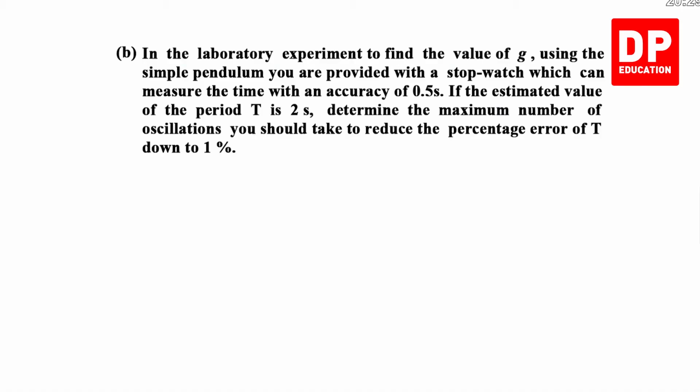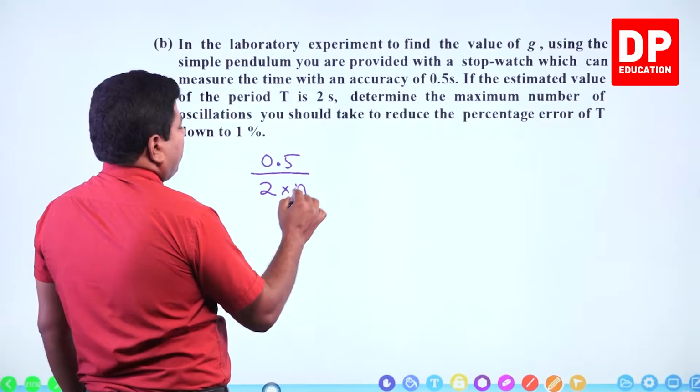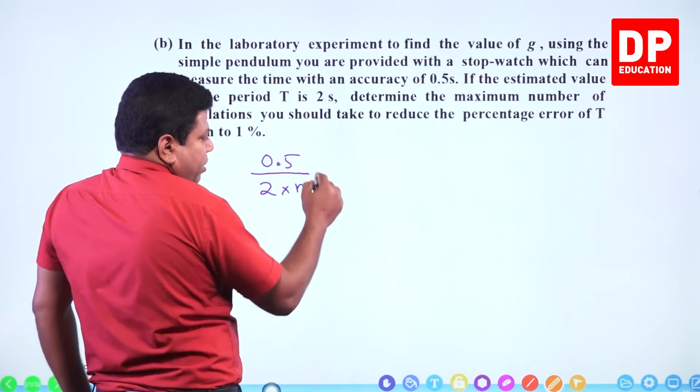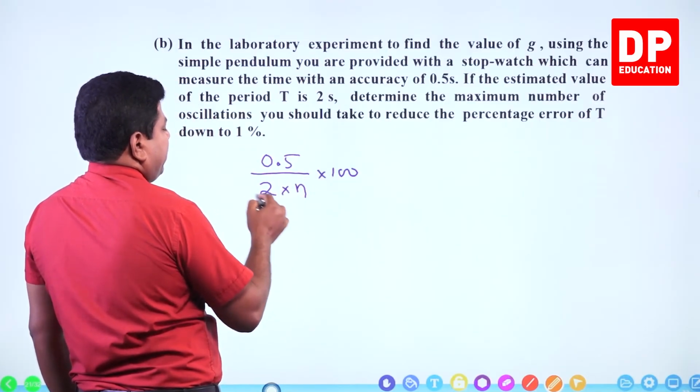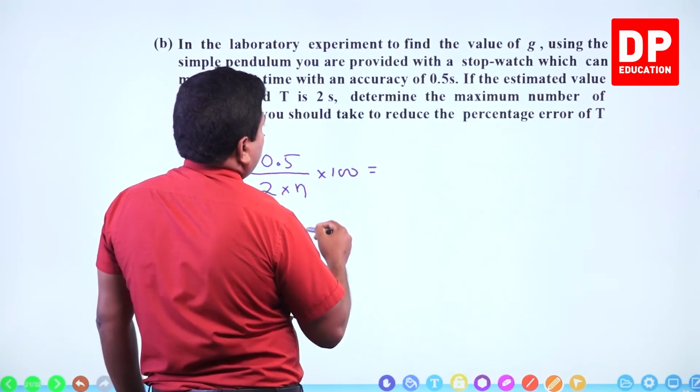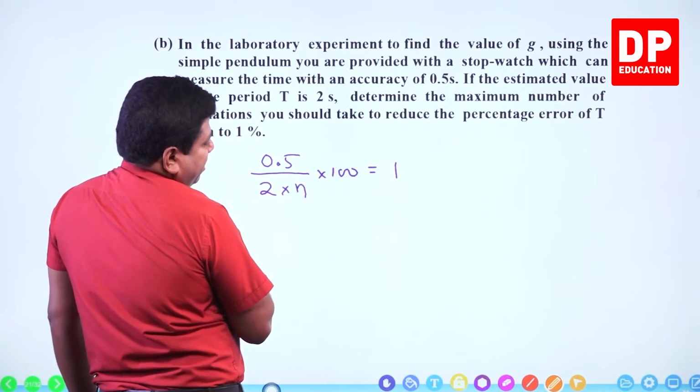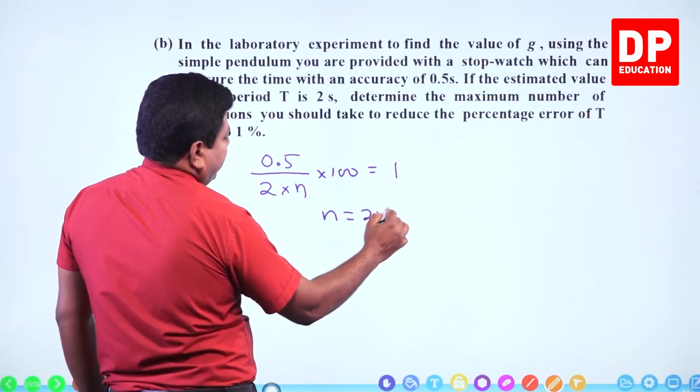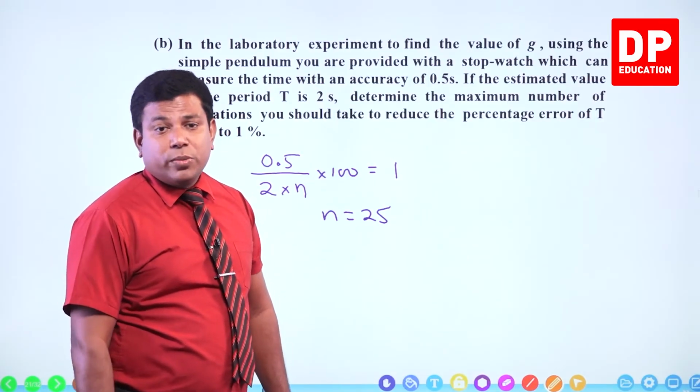In a laboratory experiment to find the value of g using the simple pendulum, you are provided with a stopwatch which can measure the time with an accuracy of 0.5 seconds. If the estimated value of the period T is 2 seconds, determine the maximum number of oscillations you should take to reduce the percentage error of T down to 1%. Alright, let us see. If you want to reduce it to 1%, 0.5 over 2 into n, number of oscillations, it must be 1%. Percentage, so multiplied by 100. This is the error, and this is the measurement we take, 2 seconds into number of oscillations, into 100. This has to be 1%. So this is 50 by 2, n is 25. So if you take 25 oscillations, then you can have the percentage error to be 1%.